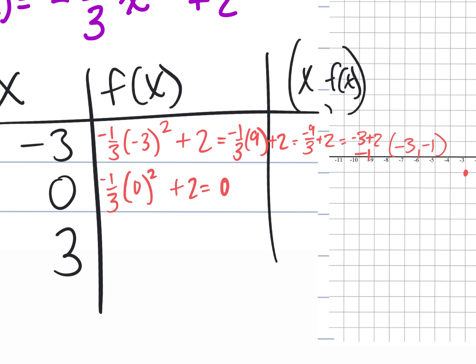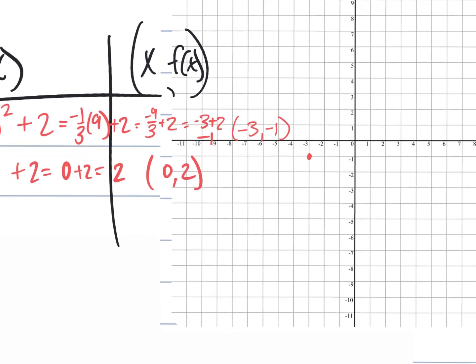0 squared. Yeah, 0 squared. What's 0 squared? That's for the whole class. What's 0 squared? 0 times 0 is 1? 0. Wait, what's 0 times 0? 0. What's 0 times anything? 0. So 0 squared is 0, and then 0 times 1/3 is still 0. So we have 0 plus 2. What's 0 plus 2? 2. So my next point is at 0, comma 2.